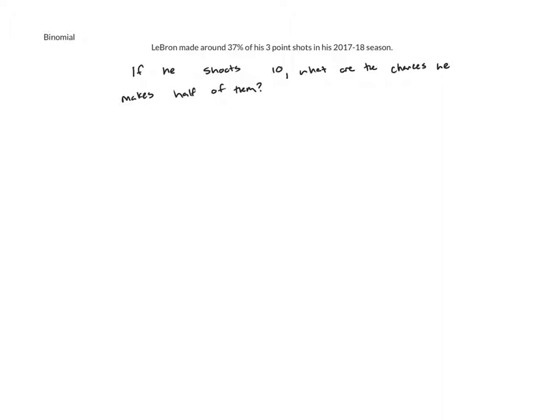So for our first step here, we'll go ahead and list our information. We'll list X, N, and P. Now we want to keep track of the chances he actually makes half of them. And so P is going to be the probability that he makes the three-pointer. That's 0.37. Next thing we need to do is fill in N. This is the total number he's shooting, which is 10. And then X will be how many of those 10 we are trying to count on him making, and that's half. So half of 10 will be 5.